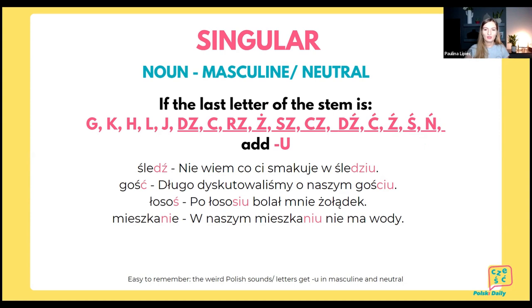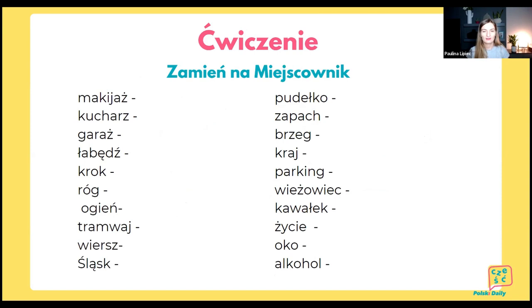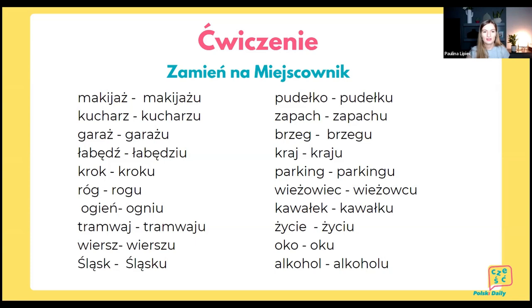Okay, let's go to the exercise. Here you have two sets of words. Change their endings. This one will be very easy for you because you just add U instead of the ending, or you just add U to the word if it's masculine. Your answers.